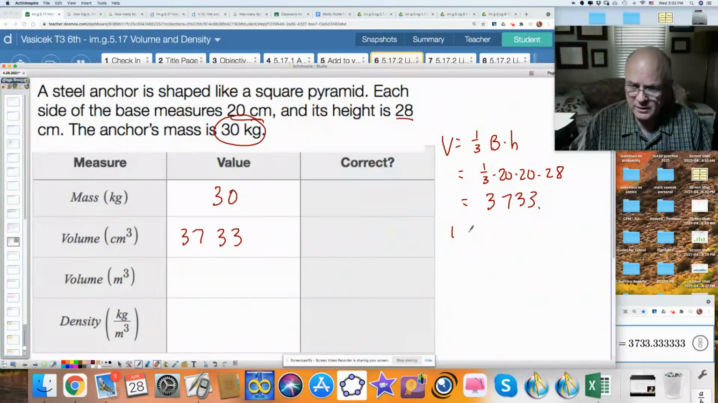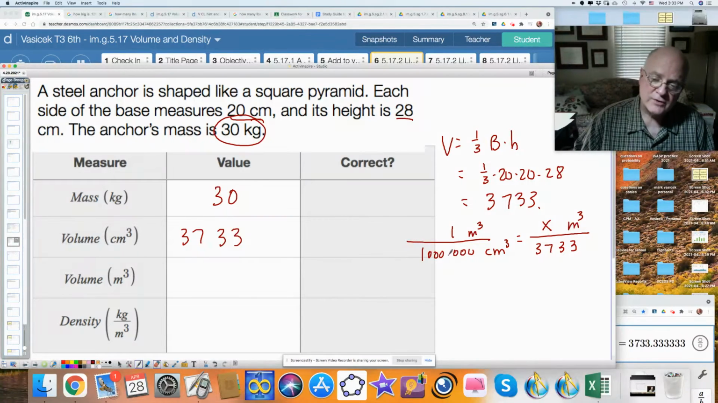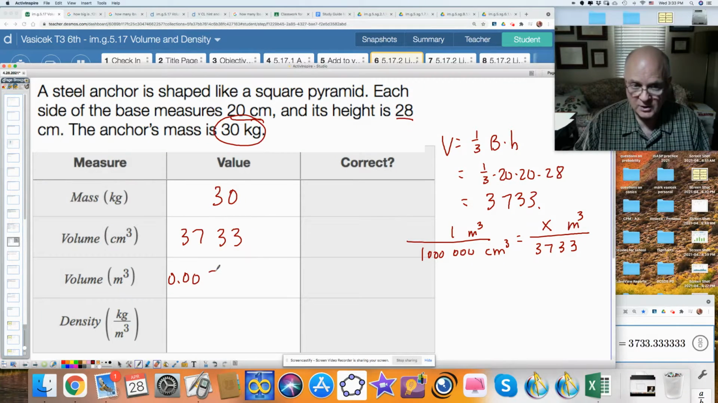Again, 1 meter cubed is equal to 1 million centimeters cubed. So how many meters cubed, we don't know, let's call it X, is 3,733. It's 3,733 divided by a million. I'm going to move this 6 places. 1, 2, 3, 4, 5, 6. I get 0.003733. And again, I'm going to take the mass divided by the volume to get the density.